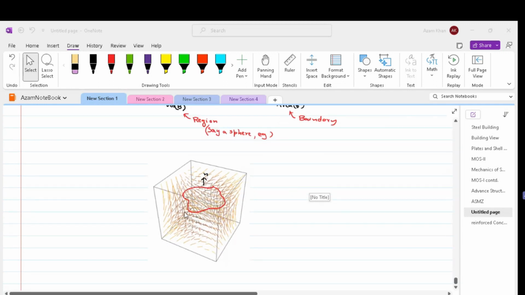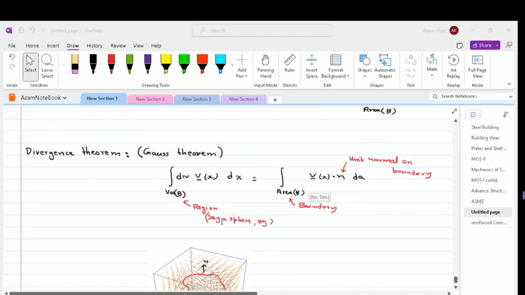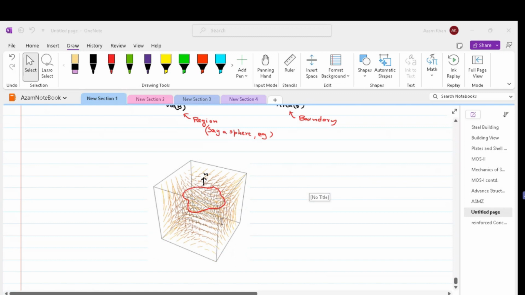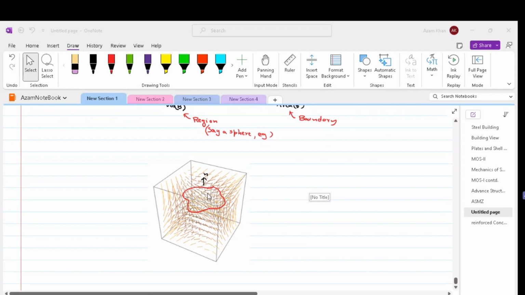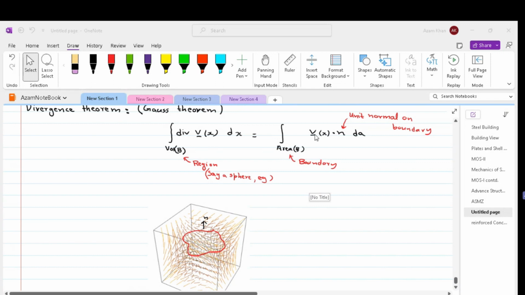So imagine we have this 3D body, which can be a sphere, for example, or it can be any shape 3D body of sizable volume. The divergence of the vector field, in other words, the overall outflow minus inflow of the flux through this body, is equal to the flux in the direction normal to the boundary integrated over the surface area of the body.